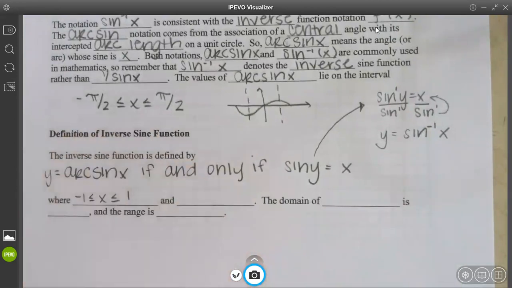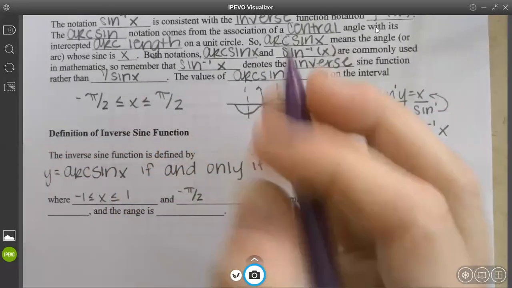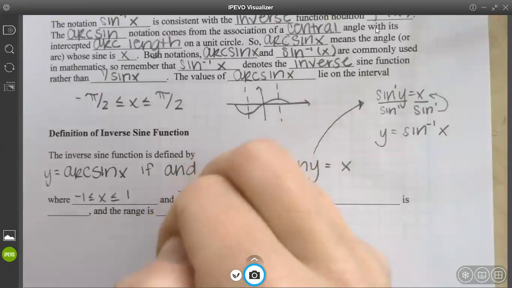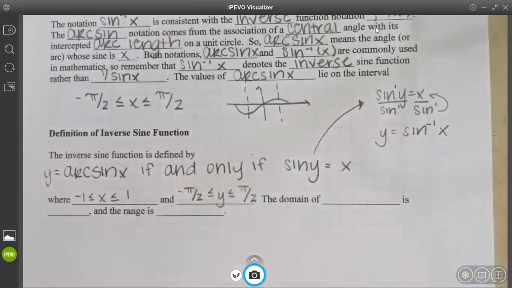X is between negative 1 and 1. And y is between negative pi over 2 and pi over 2. Why is this backwards? Because the other one said sine x was that way. What is this one? The inverse. Yeah, so the inverse is going to flip it around. That's all it is. So what was your domain is going to be your range, and what was your range is going to be your domain. Does everybody understand that? So that's why they flipped.